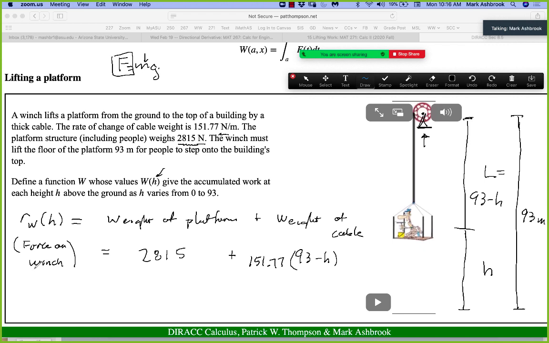Okay, so that's it. So now we can write our work accumulation function. And we've got a rate of change. It's a changing rate. Why? Because the cable is getting shorter, and so the weight of the cable on the winch is decreasing. And we're going to use t now. Right.